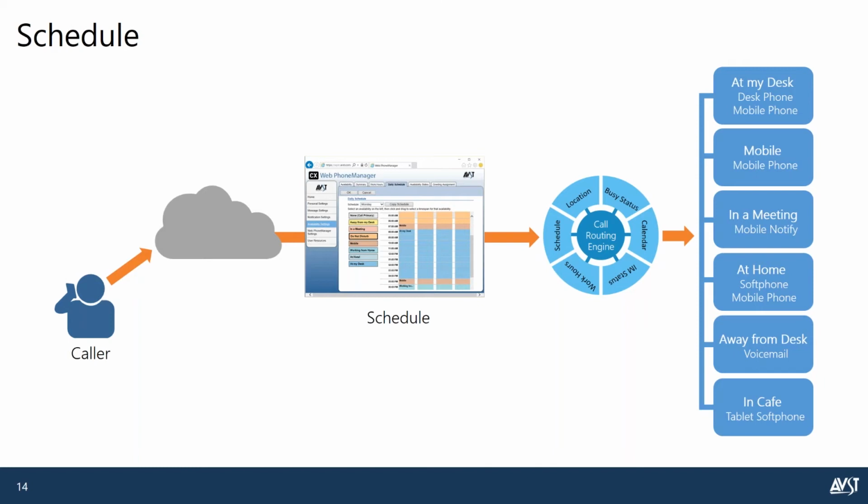The blue pieces happen to be for at my desk, and at my desk says, ring my desk phone first. If I don't answer, ring my mobile phone. And then I have a mobile availability that says just ring my mobile phone. I've got an at home that says ring my soft phone and then my mobile phone. I have all these different ones available that are built in automatically.